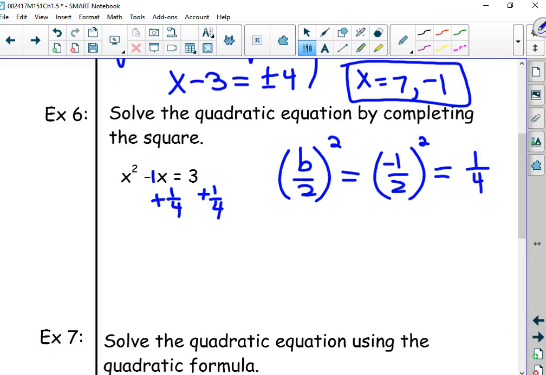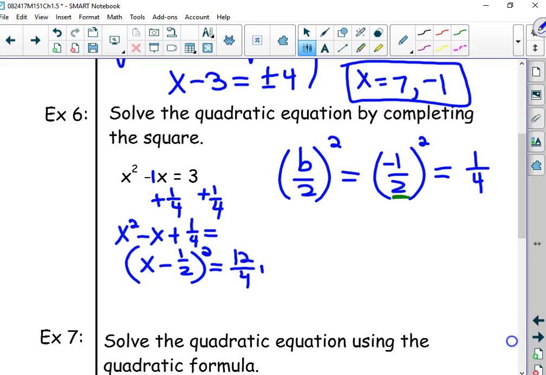On the left side, we get x squared minus x plus 1/4. You don't have to write this step on the left-hand side because that should automatically go to x minus 1/2 all squared. So again, a reminder, this number, I like to see that because I don't have to actually think about how to build that binomial. On the right-hand side, we have 3 plus 1/4, so 3 times 4 is 12. So on the right-hand side, we get 13/4.